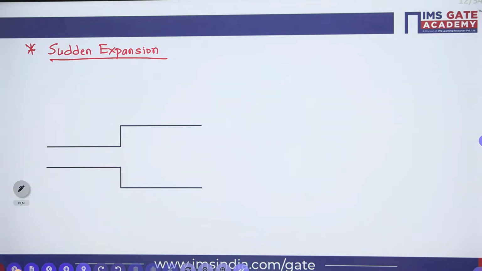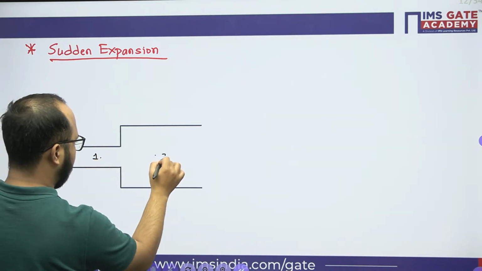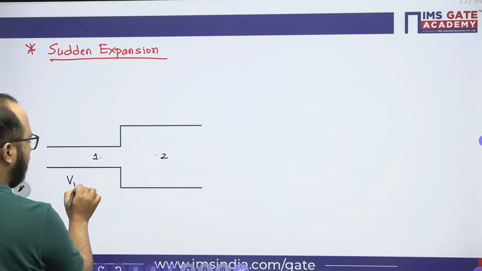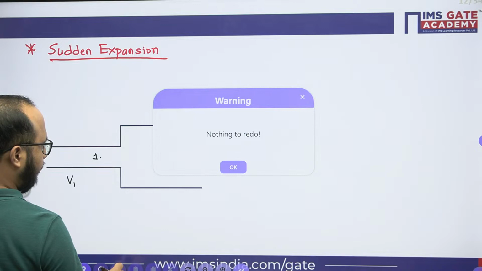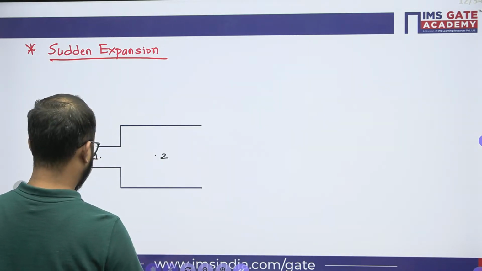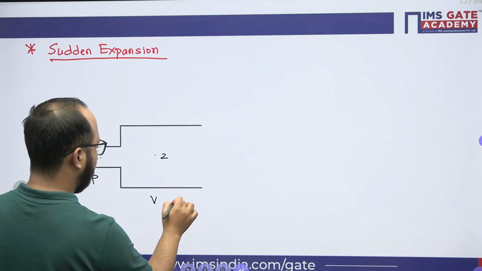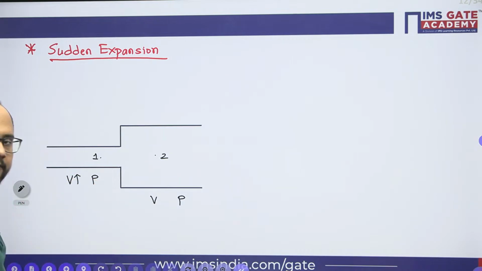Right, now in such cases, what will be there? How will the sudden expansion case look if I talk about HGL or TEL? First of all, if I analyze simply point 1 and point 2, at section 1 the velocity will be more. If I see velocity and pressure in section 1 and section 2, in section 1 velocity will definitely be high and pressure will be low.